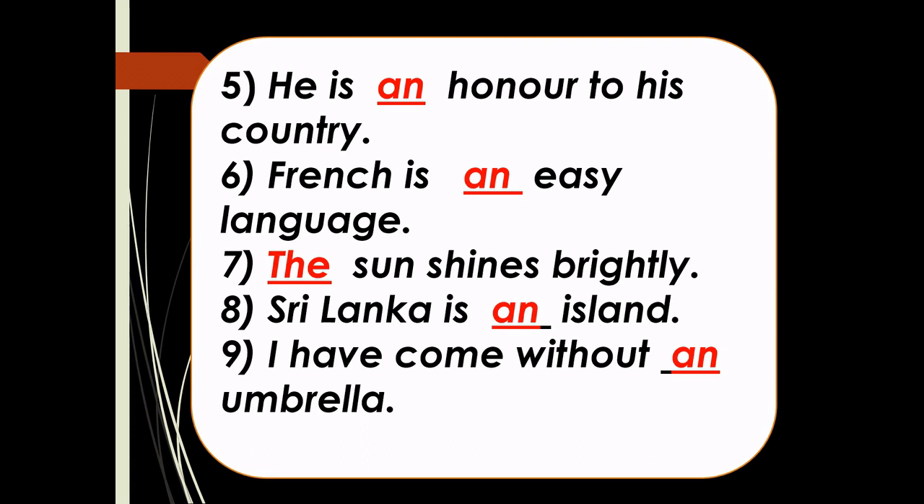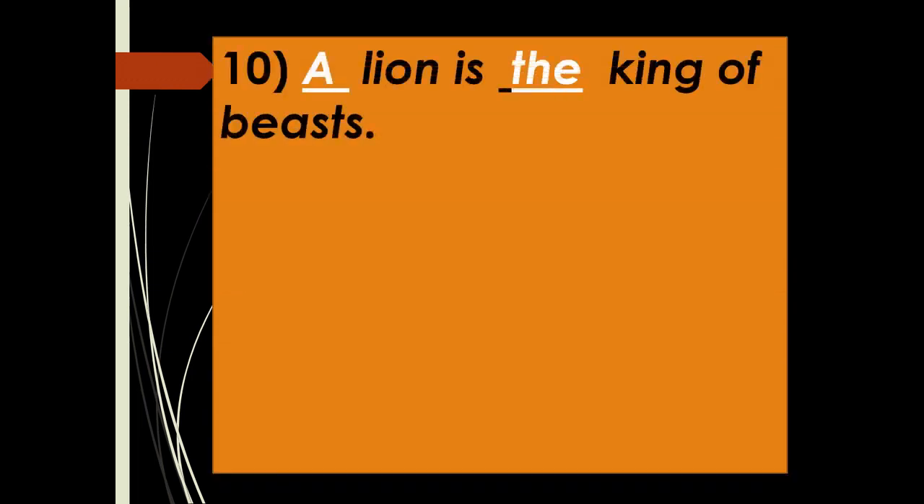Whenever we are talking about a singular noun, we use a or an according to the sounds. Number 10. A lion is the king of beasts. Here, a lion. Lion is a singular noun and it is carrying a consonant sound. That is why a is used with it. King indicates a singular and specific thing. That is why the is used here.